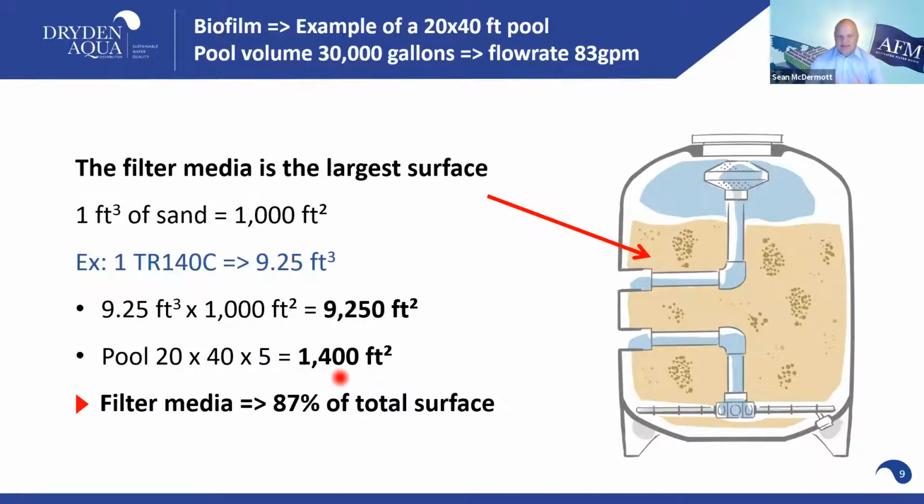So the media in this case represents 80%, 87% of the total surface area of the pool. Bacteria also like to grow in dark places. The inside of a filter tank is dark, and we've got 87+% of the surface area in the filter tank. So this is the most likely area for bacteria to grow, for biofilm to grow with the bacteria and to cause issues.